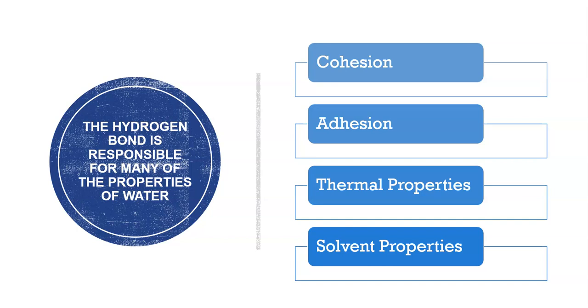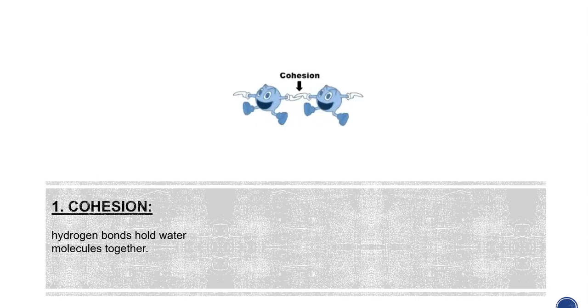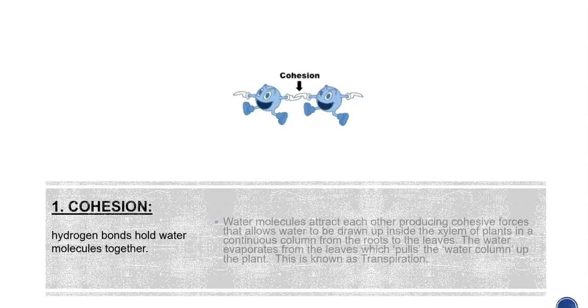Okay, the hydrogen bond is responsible for many of the properties of water: cohesion, adhesion, thermal properties, and solvent properties. We're now going to look at each of them individually. Okay, so cohesion. Hydrogen bonds hold water molecules together. So cohesion is that holding together of the water molecules. We've got our two little water molecules there cohesively attached.